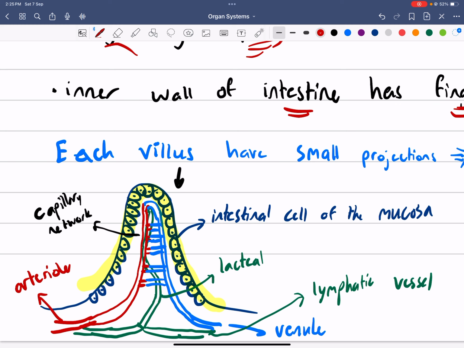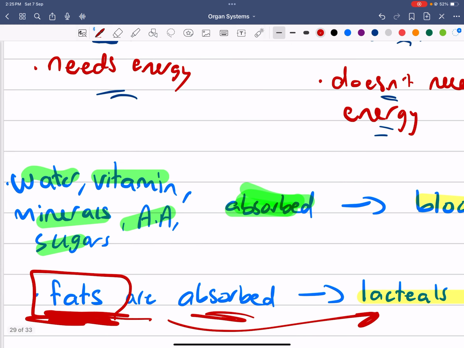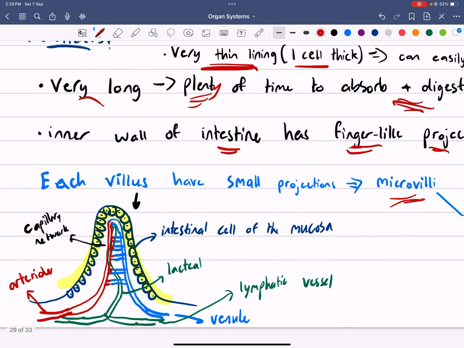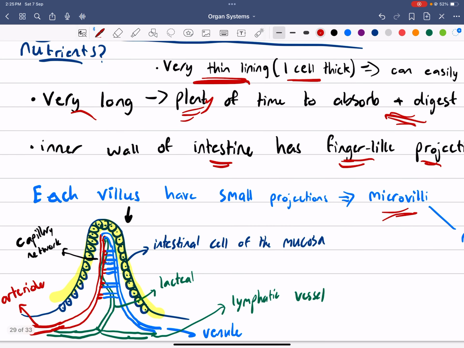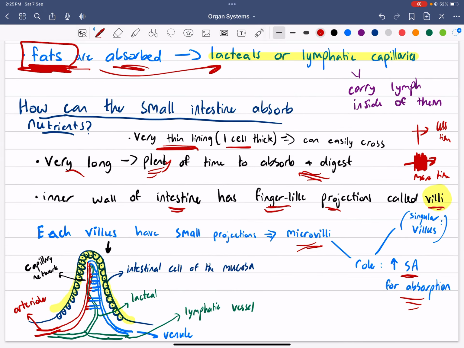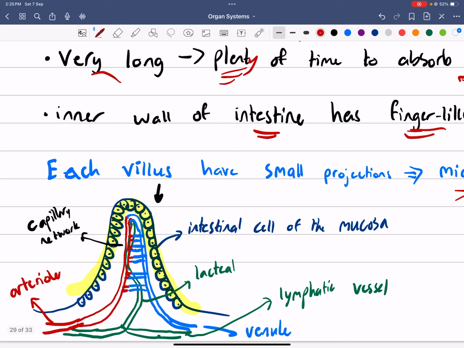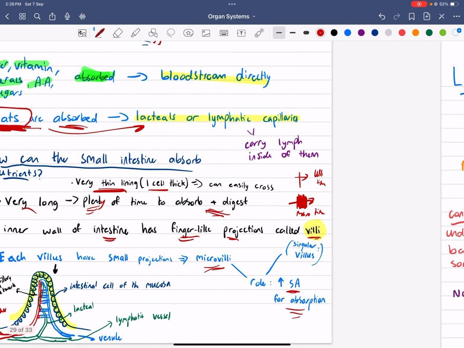Now, what did we say is absorbed directly into the capillary network or the bloodstream? We said water, vitamins, minerals, amino acids, and sugars. However, fats are directly absorbed into the lacteals, okay? This is basically the structure. You have to know the structure, so know the labeling of it also, know where the capillary network is found, where the lacteal is found, and what goes into the lacteal and what goes into the capillary network.